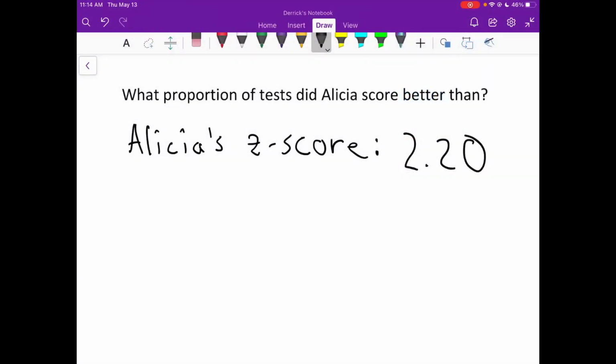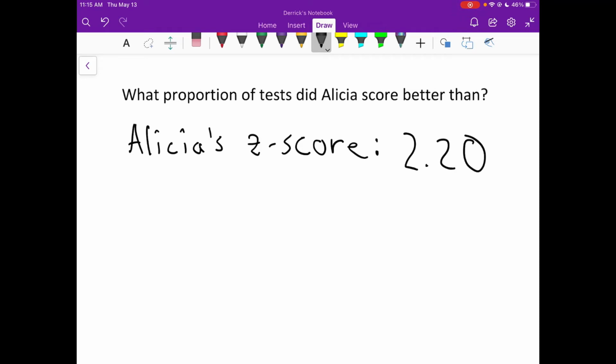Now let's talk about the other part of this lesson that I want to discuss. Let's say I then ask you, what proportion of tests did Alicia score better than? Meaning now I'm asking you for a percentage. Well, we did that with the empirical rule, right? The 68%, 95%, 99.7%. But this does not land perfectly on the first, second, or third standard deviation.